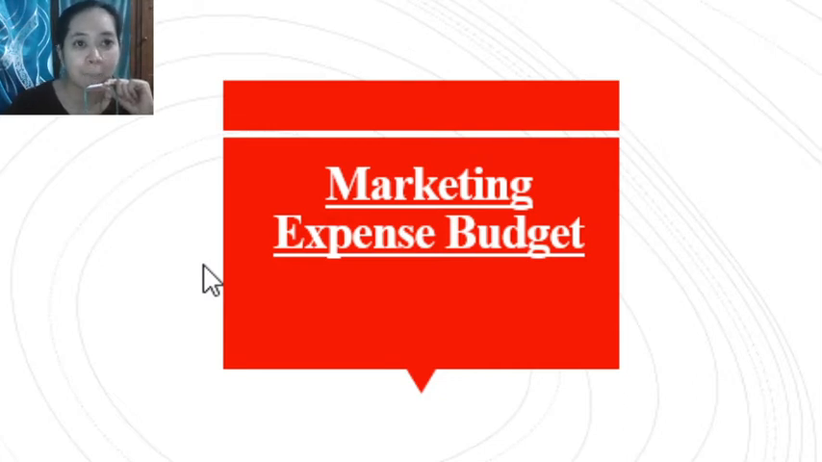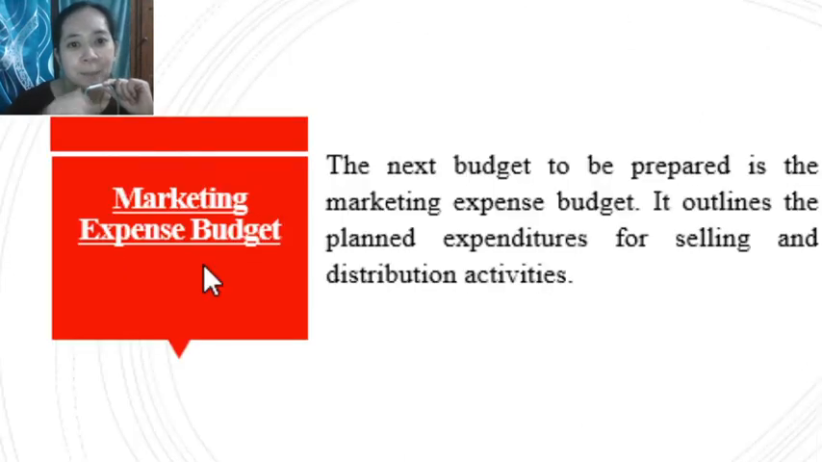That's why it is important for the organization or the company to have this budget as well. At the same time, marketing activities also help the company to sell more of their products or services. This is the next budget to be prepared, and this budget will outline the planned expenditures for selling and the distribution activities of the company. So, as mentioned earlier, this is an important part of the income statement, because it deals with the selling and distribution activities.